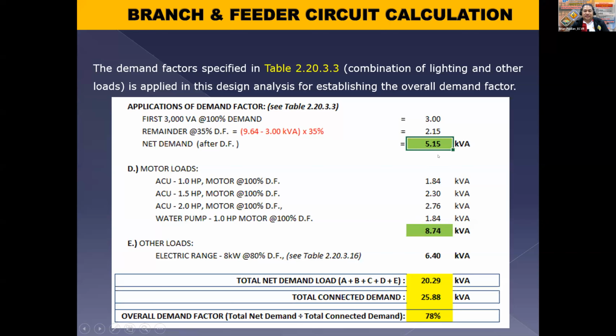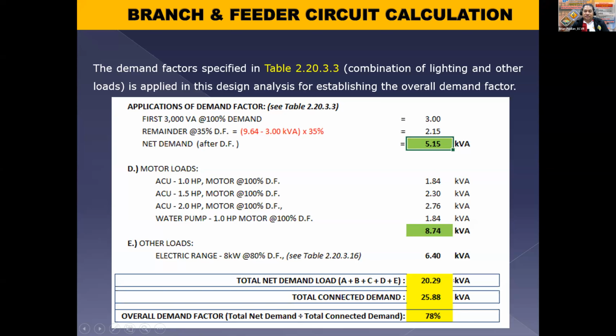Okay? Then for ECU loads, there's nothing we can do here. It stays 8.74 kVA. And then the electric range: the first 8 kilowatts we take at an 80% demand factor, so 6.40 kVA. To get the overall demand factor, we add all our corrected kVA. How much is that? 20.29 kVA. So this is our actual maximum demand.